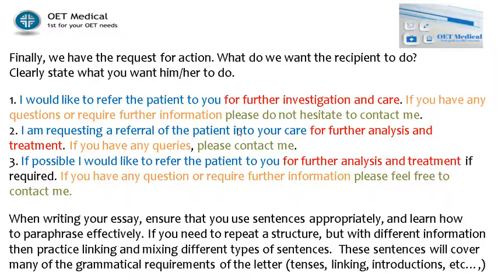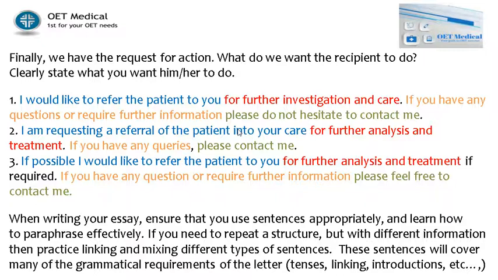I'm requesting a referral of the patient into your care for further analysis and treatment. If you have any queries, please contact me. If possible, I would like to refer the patient to you for further analysis and treatment, if required. If you have any questions or require further information, please feel free to contact me.